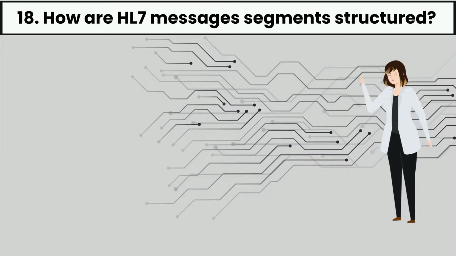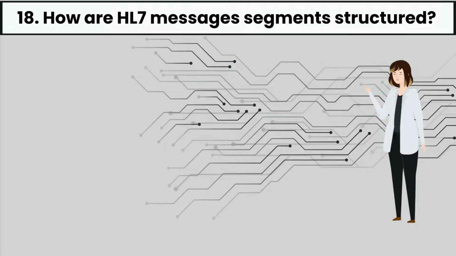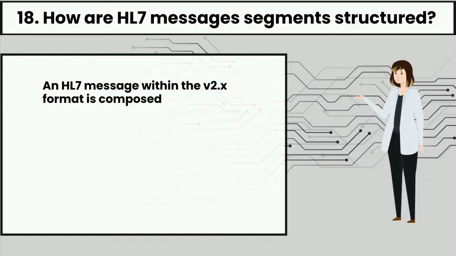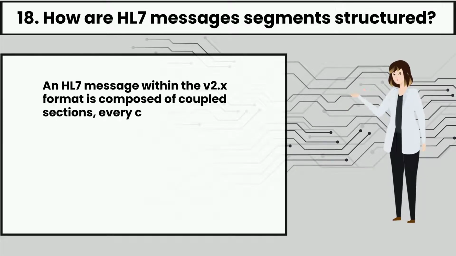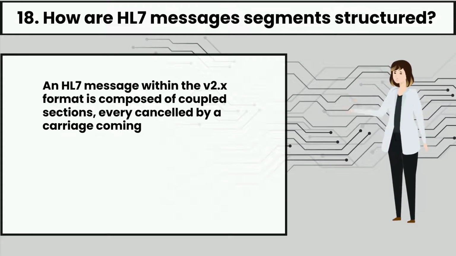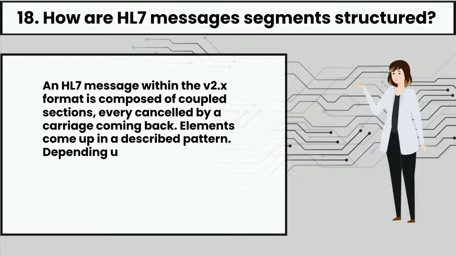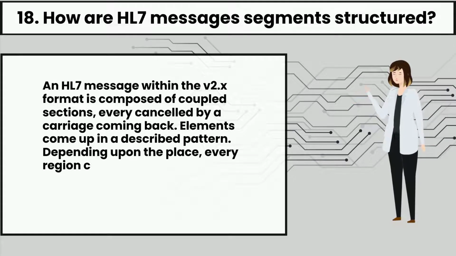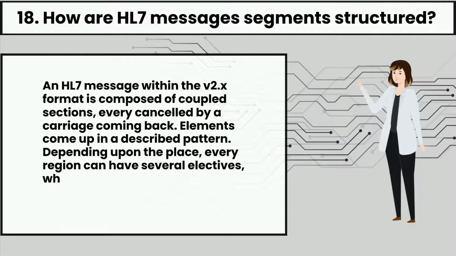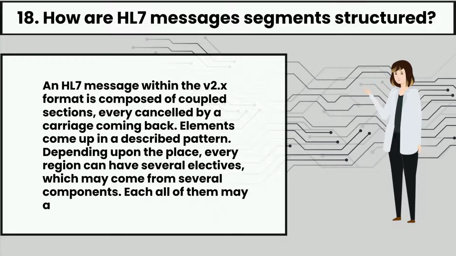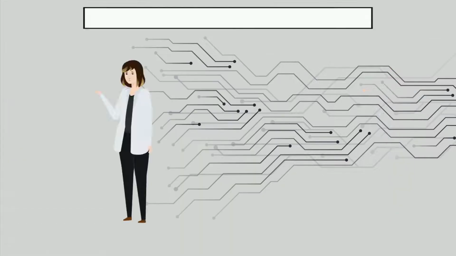18. How are HL7 message segments structured? An HL7 message in the v2.x format is composed of segments, each terminated by a carriage return. Elements appear in a described pattern. Depending upon the segment, every field can have several optional components, which may come from several elements. All of them may also possess subcomponents.